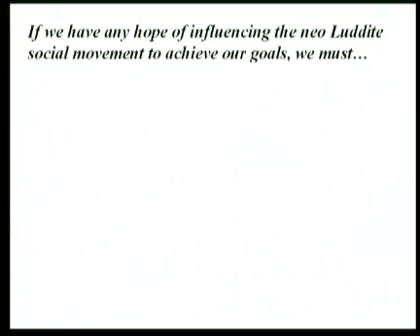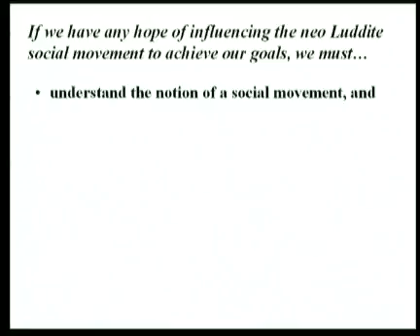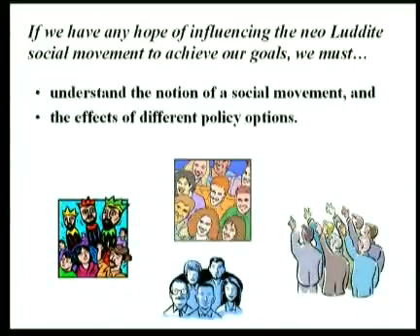And to reemphasize, if we have any hope of influencing these neo-Luddites and the social movement to achieve our goals of improving the quality of life, then we have to understand this notion of what a social movement is and the effect that these different policy options have on not only the neo-Luddites, but also the bystanders and everyone else in this dynamic. So you have to think very, very broadly about the populations being affected by your policies, and I want you to think very broadly about both the quality of life and these policy categories and the inherent trade-offs that you're going to have.